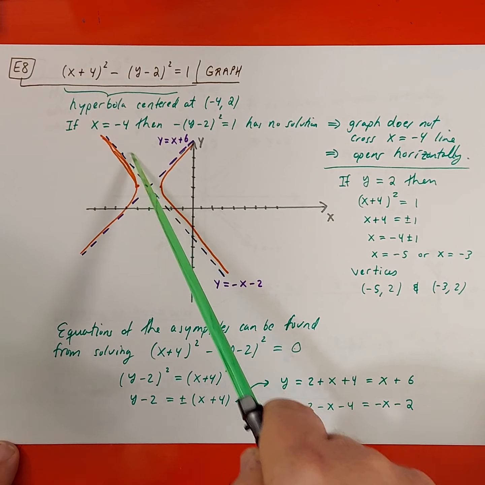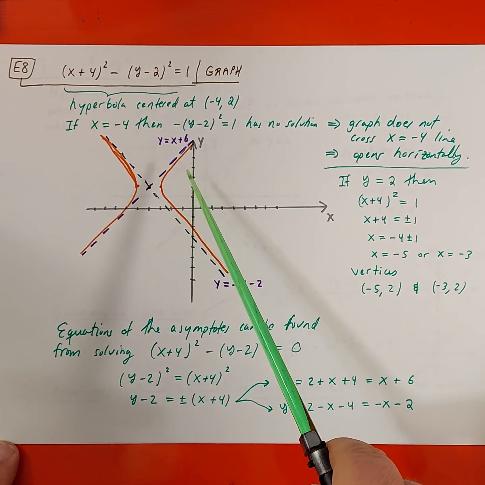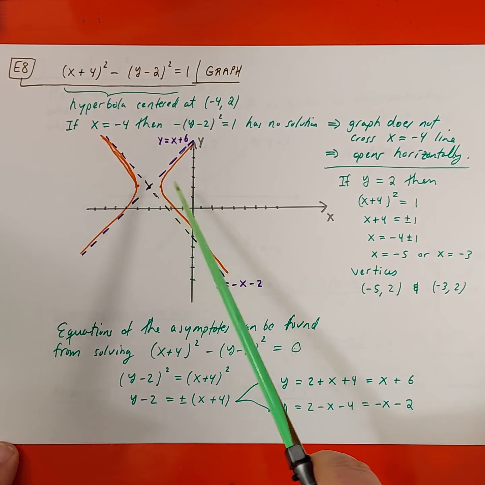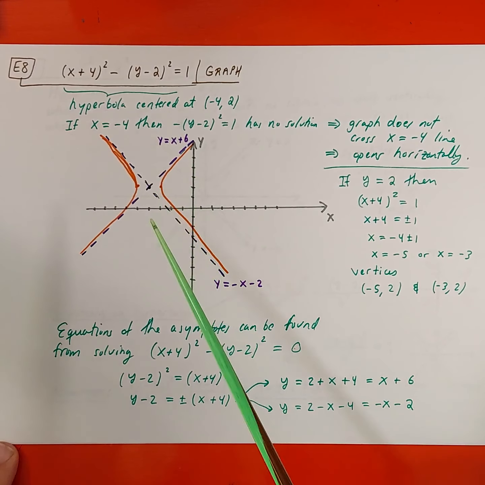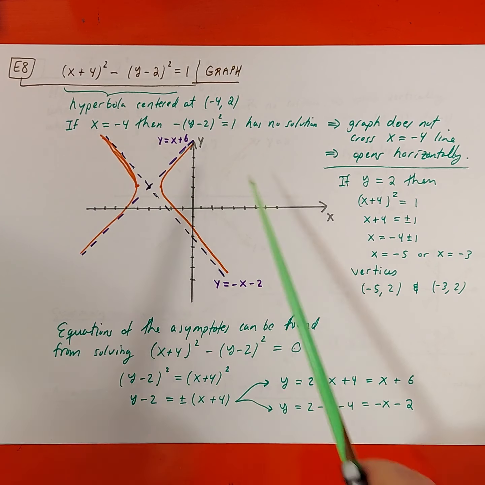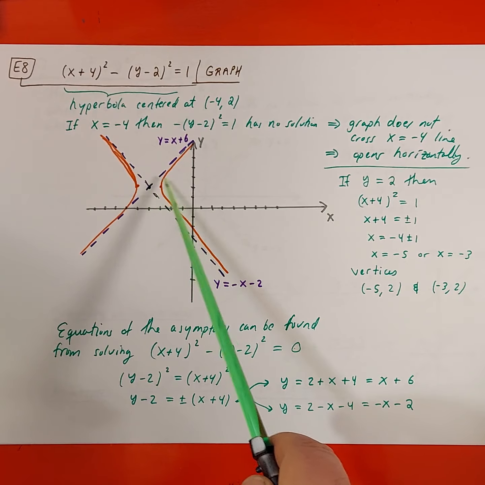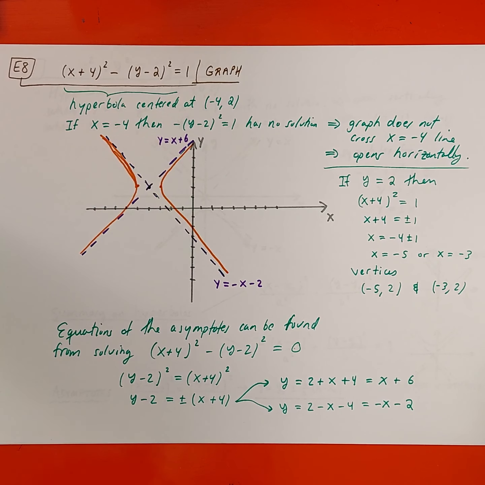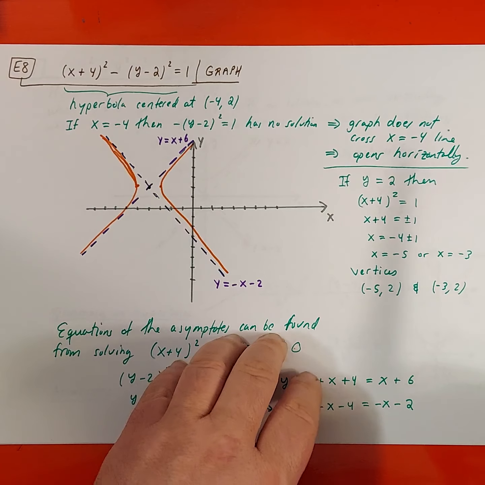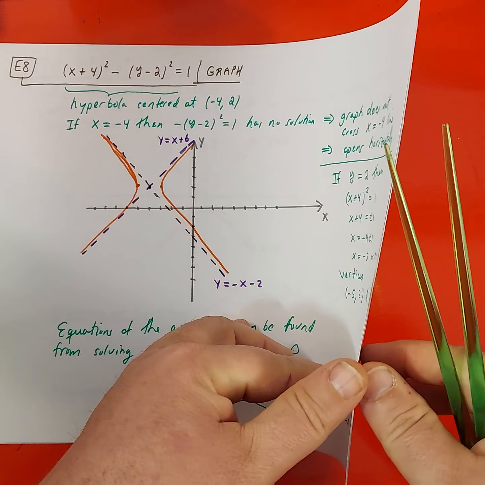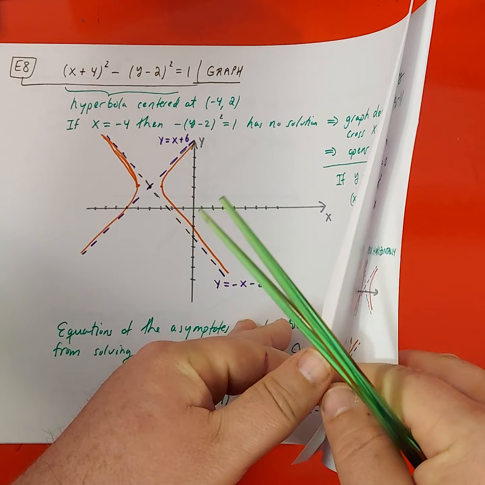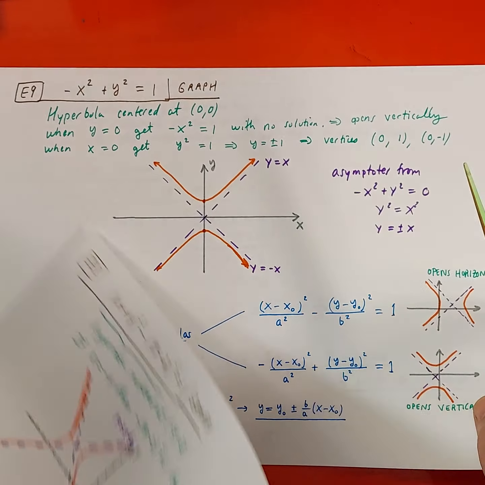So if you can find the asymptotes for the hyperbola and you understand that it opens either horizontally or vertically, then you can pretty much graph it, especially if you also know the vertices. If you know the asymptotes, the vertices, and whether it opens horizontally or vertically, you can pretty much graph this thing, right? All right. So next up, probably another hyperbola.